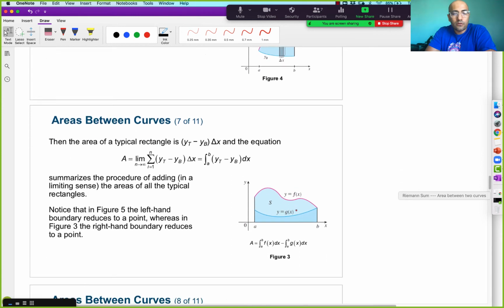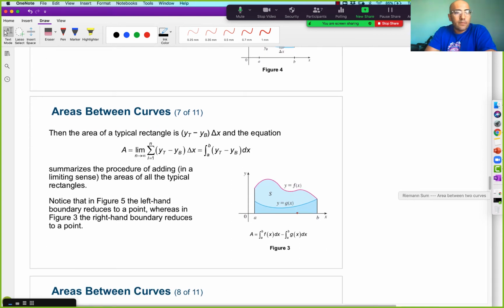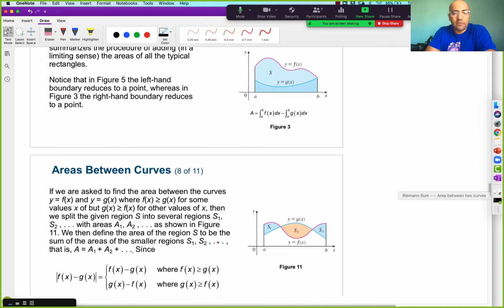Okay, then the area of the typical rectangle. Sticking to the notation from before, going back to establishing it as a Riemann sum of approximating rectangles: the limit as n goes to infinity of, and here's your approximating rectangle, which is then exactly the definition of an integral, which is this guy. So it's just reestablishing the same thing.